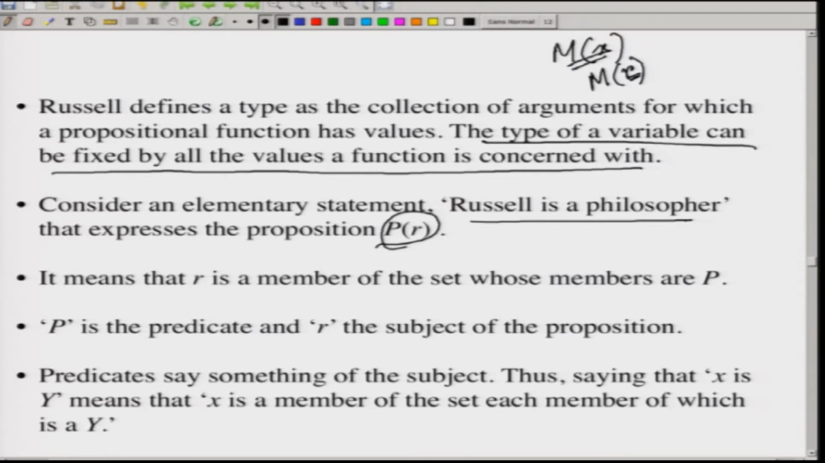How do we distinguish? A proposition is the logical form of a statement. So, it means that R is a member of the set whose members are P. Now, P is the predicate and R the subject of the proposition. So, this is a subject predicate sentence or statement or proposition. Actually, a proposition is different from a statement or a sentence, but we sometimes use them interchangeably, although we do not intend to, but it is okay sometimes.